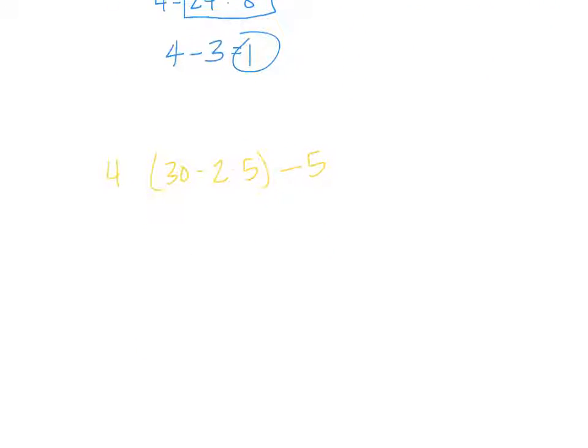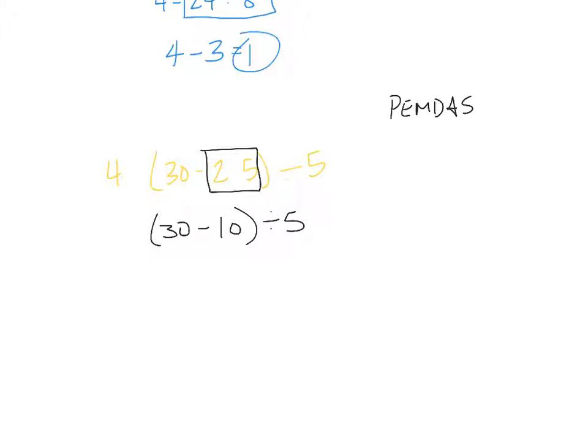Okay, number 4. We have parentheses. We have to follow PEMDAS in the parentheses. So, multiplication is going to come before subtraction. So we have 30 minus 2 times 5, which is 10, in parentheses divided by 5. Now we still have parentheses with an operation, so we have to do that first. 30 minus 10 is 20, and now we're at 20 divided by 5, which equals 4.